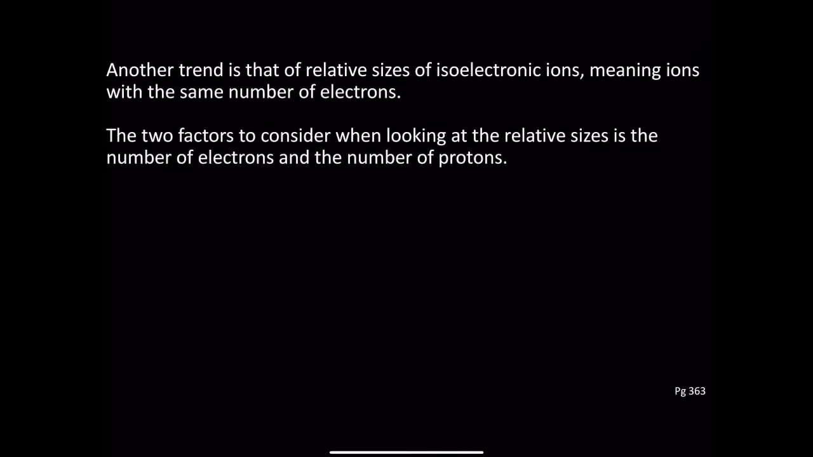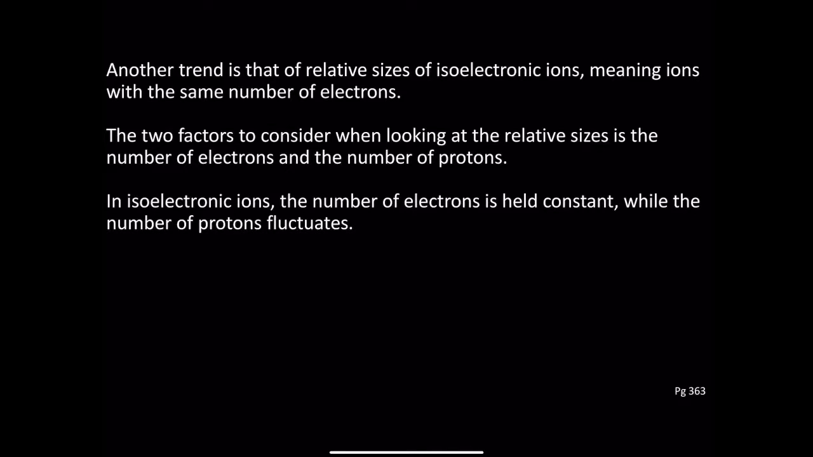Okay, the two factors to consider when looking at the relative sizes are the number of electrons, and we compare that with the number of protons, right? Thinking about how they are attracted to one another. So in isoelectronic ions, the number of electrons is held constant while the number of protons fluctuates. We're actually looking at different atoms, right? They just have the same number of electrons, but we're looking at different identities.